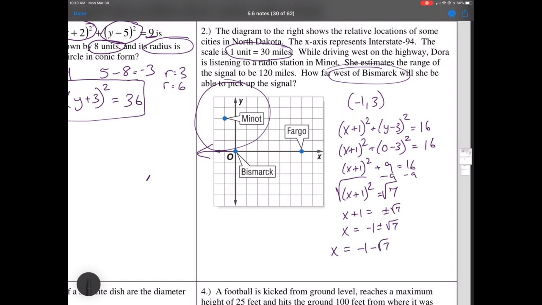So −1 minus radical 7 is going to give me −3.646. Well, if that's the case, I want to multiply that times 30. And so it's 109 miles west. Because remember, 1 unit equals 30 miles.